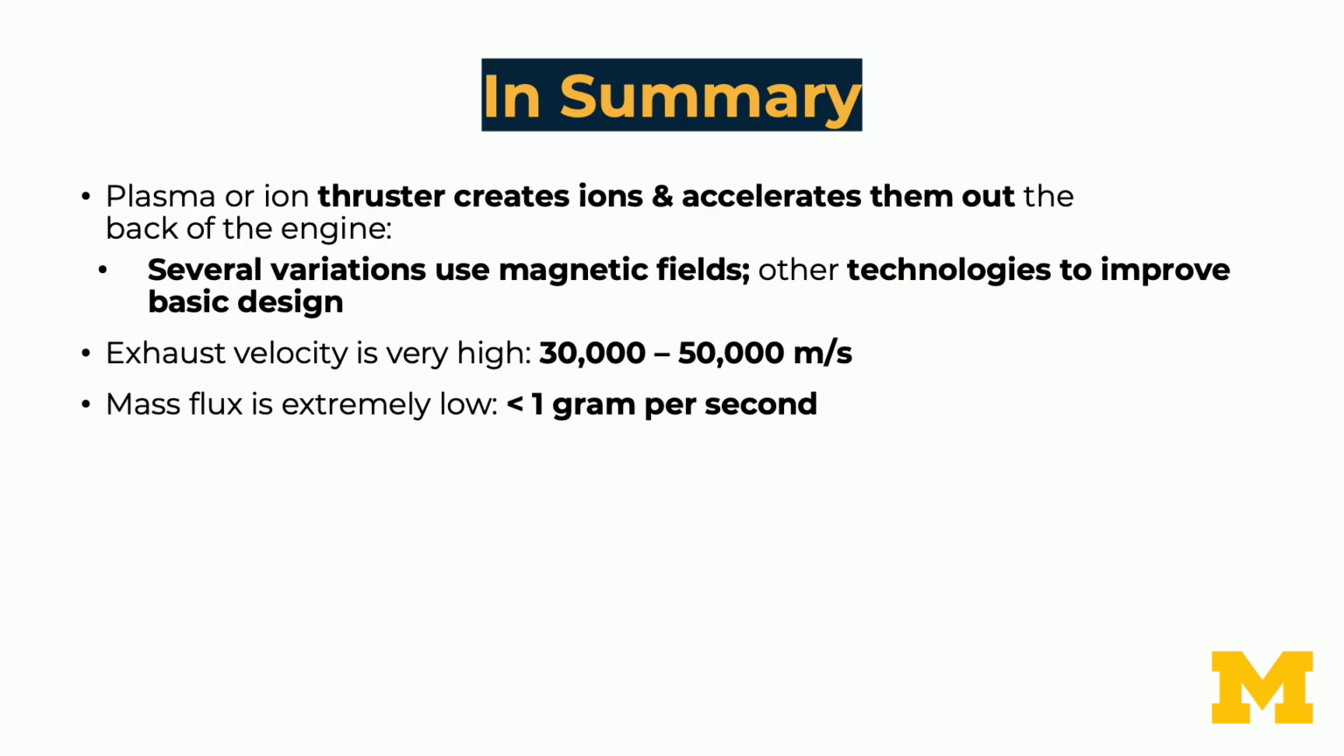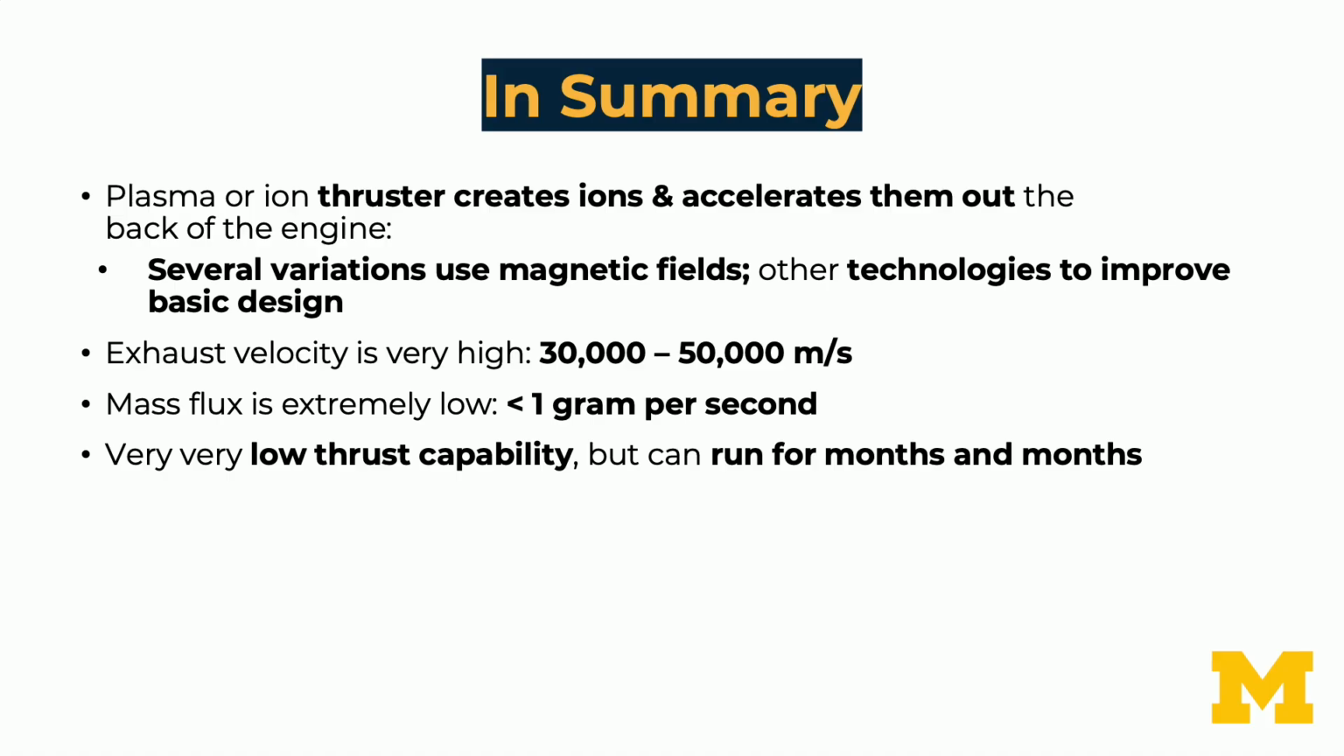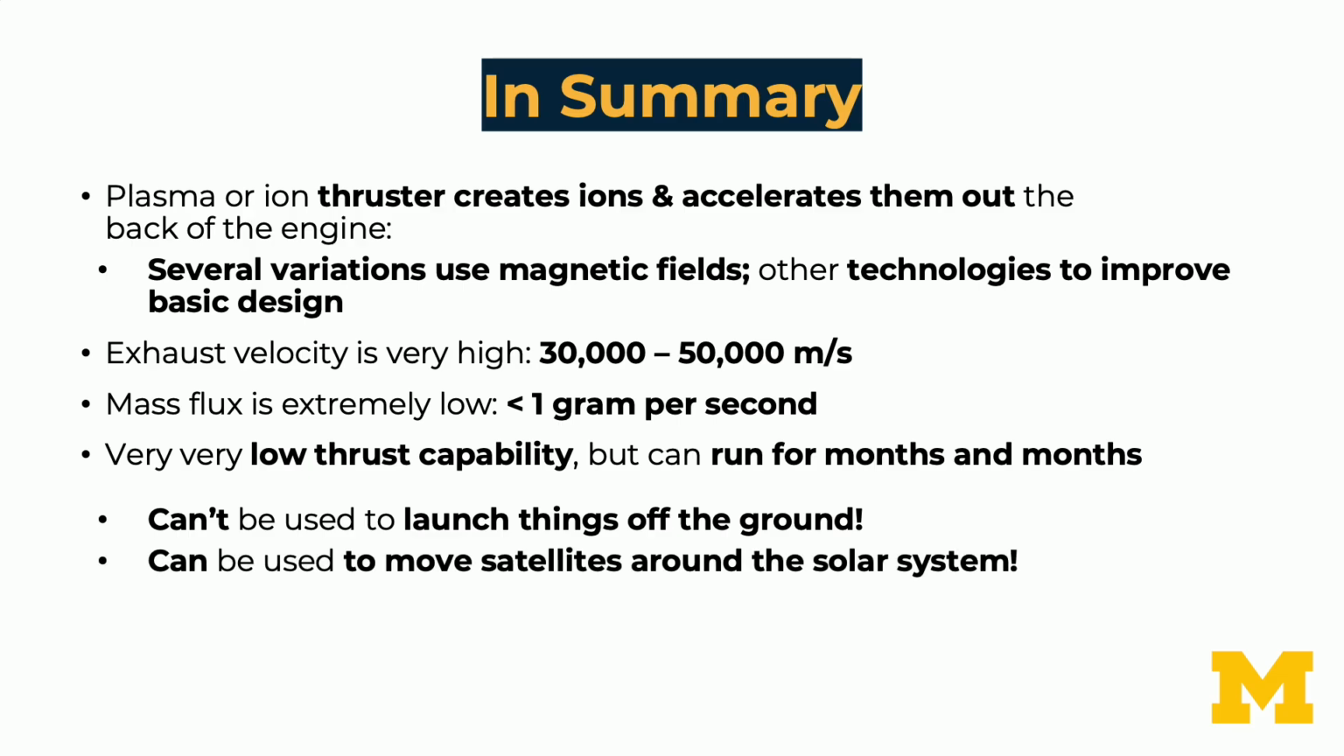But the rub is that the mass flux is extremely low. On many of them, you have less than 1 gram per second being accelerated. And so that gives you very, very low thrust capacity. But you can run for months and months because you're using such a low amount of mass per second. So you can't use this to get things off the ground at all. There's no possibility that this will ever be used to get things off the ground. But once you are in space, then you can move satellites around the solar system. And we have done that with several different missions using these plasma thrusters.